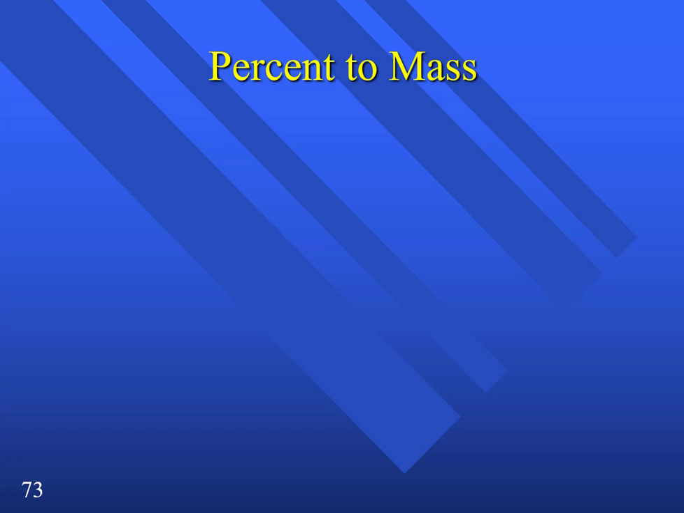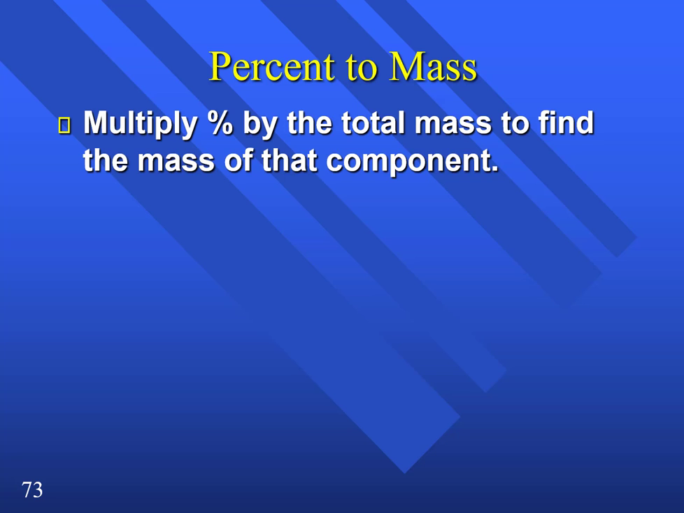When you dig ore out of the ground, it's not all the metal you want. It's already reacted with something. Okay? So you're going to find it as part of an ionic compound. But you want to know how much iron there is in that iron ore. So to figure out how much iron there would be, you would multiply the percent by the total mass to find the mass of that element.